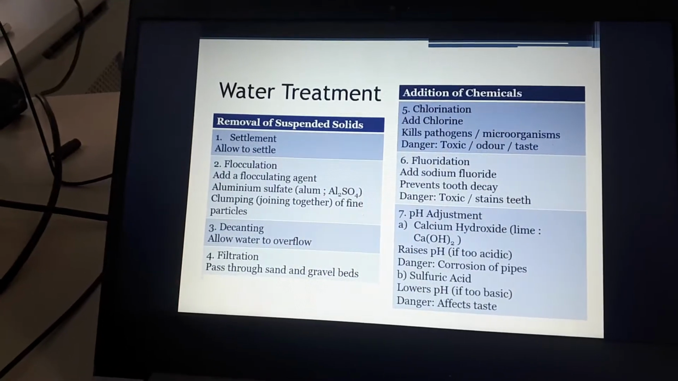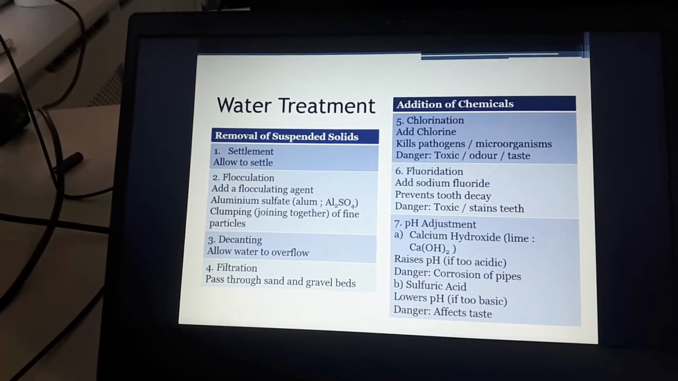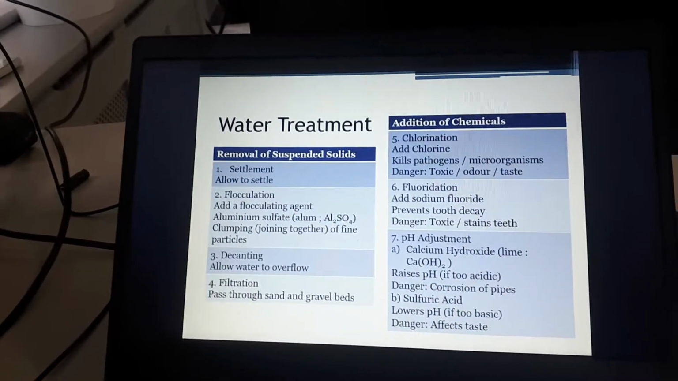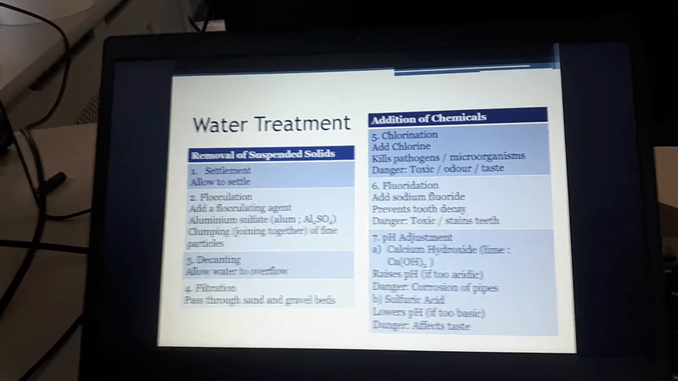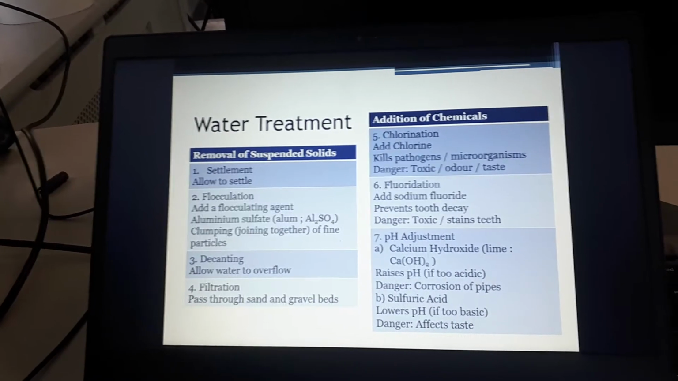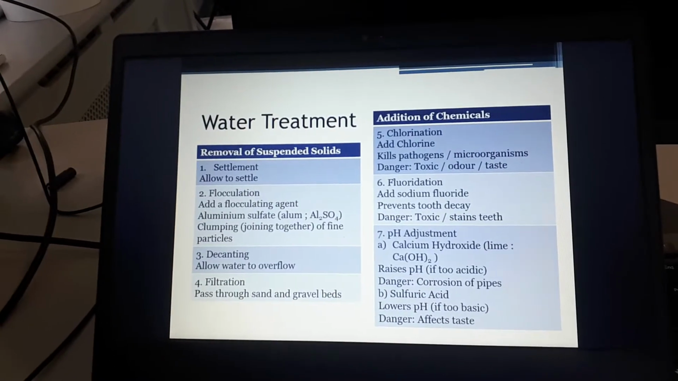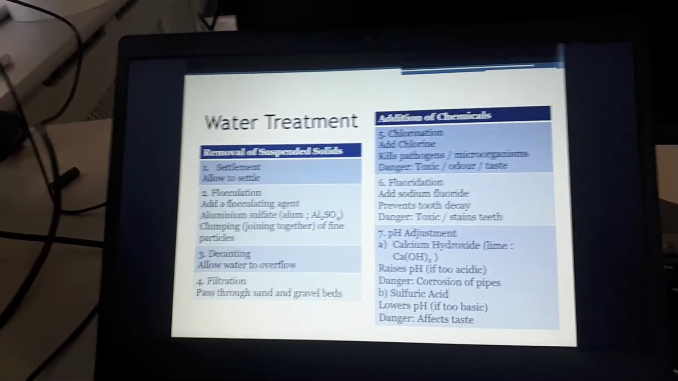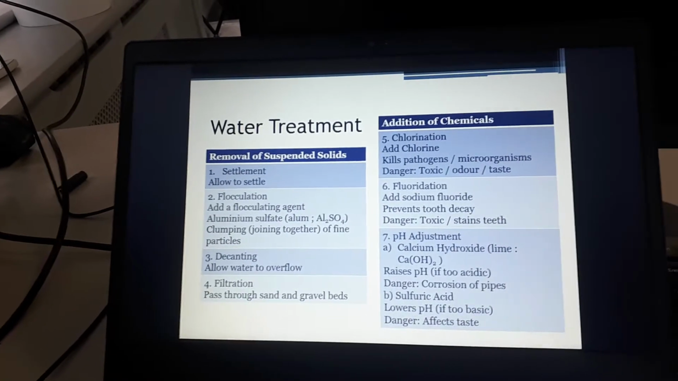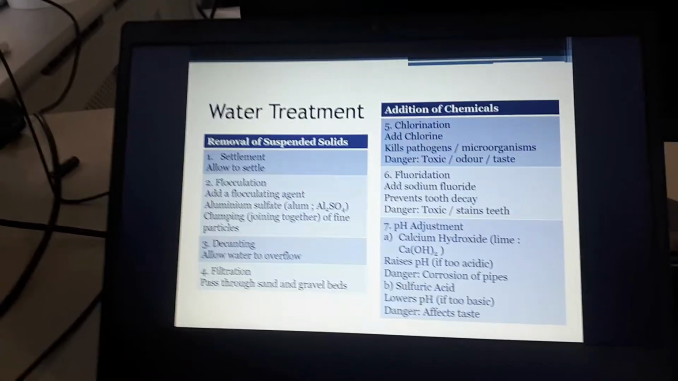And our second section then is our addition of chemicals. So firstly, it's chlorination, where we add chlorine, and the reason for this is to kill any pathogens or microorganisms. It's obviously important that only the correct amount of chlorine is added because it is toxic in large quantities. It has a very distinct odour and taste, and there's a big difference in the chlorine concentrations between drinking water and swimming pool water, and we will come to that at the end of this chapter. Okay, so very important that the correct amount of chlorine is added.